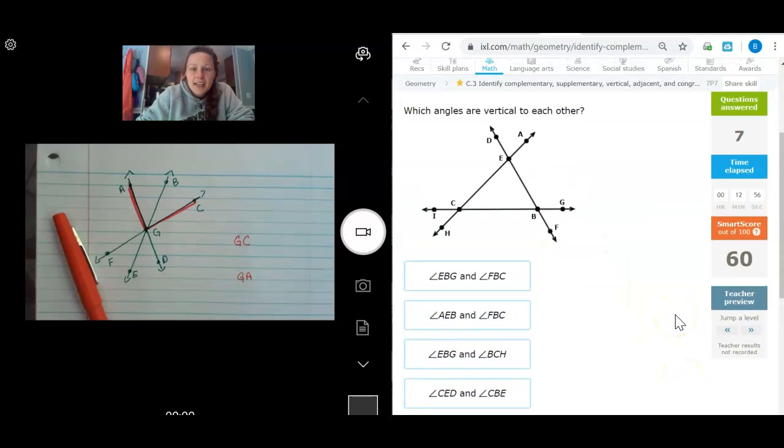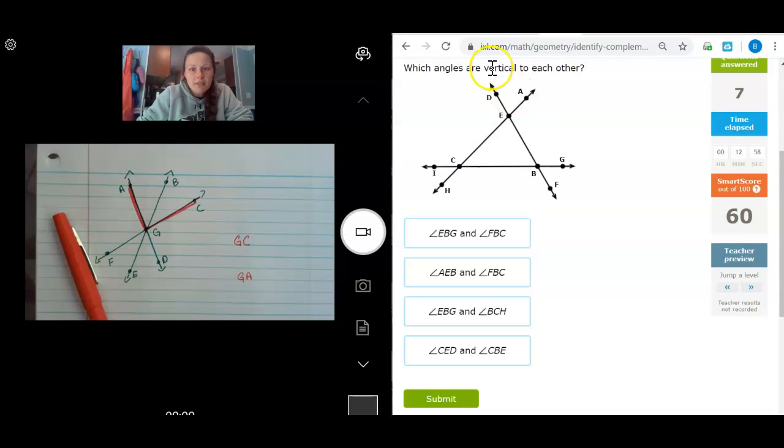I'm pretty sure that that's it. We've talked about vertical angles already. That means they're going to be across from each other. Let's go ahead and do this one. Once again, if they don't have the same vertex, they can't be vertical angles. So this one does have the same vertex. Possible. Not possible. Not possible. Not possible. Only one that even made sense was the first one. And then I need to check that they were across from each other.